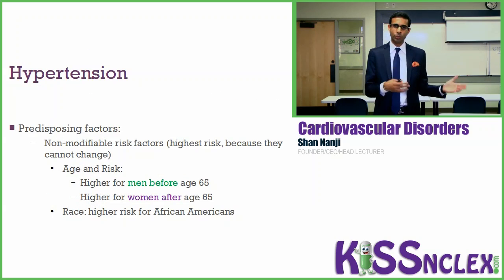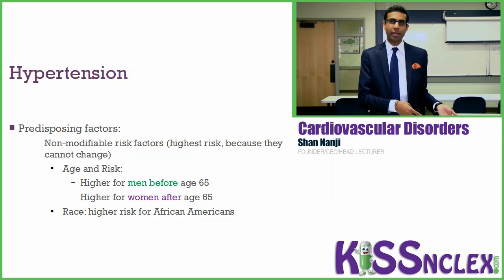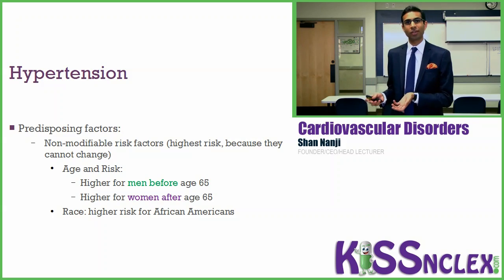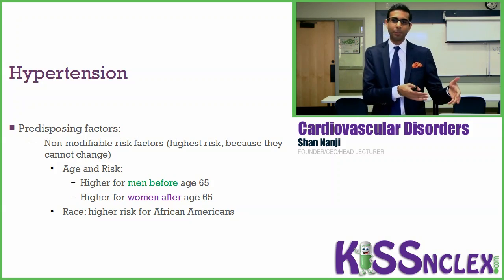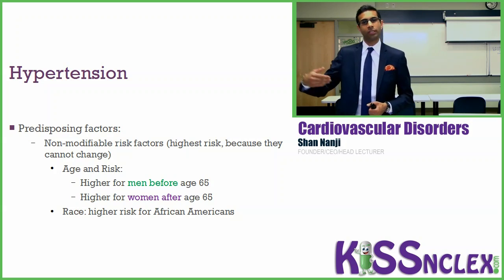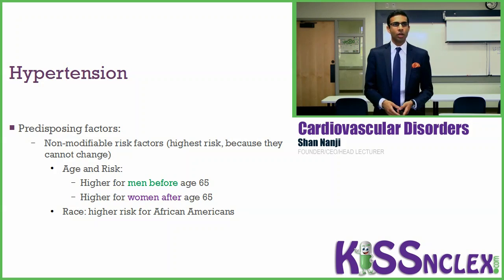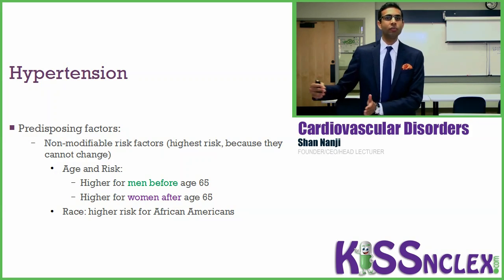What predisposes somebody to hypertension? Well, there's 2 kinds of factors. There are factors that really can't be changed, right? So factors that can't be changed are like your age. You can't change your age, you can't change your ethnicity. So men younger than 65 and women older than 65 have a higher risk, okay? So men under the age of 65 and women over the age of 65.